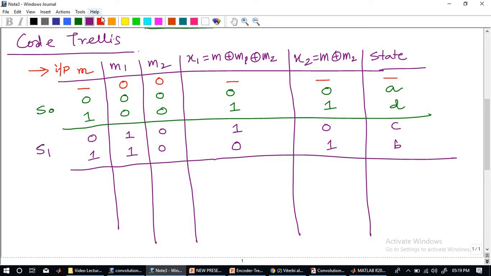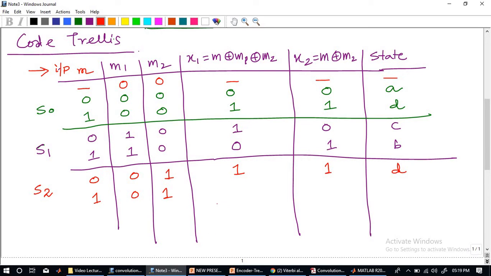Now sequence number 3 comes in. Again, I will write 0, 1. The next step that we are taking is 0, 1, 0, 1. Supposing that M1, M2 has the sequence 0, 1 and the input is 0. So when 0 comes in with 0, 1 as the previous content of M1, M2, your x1 becomes 0 plus 0 plus 1. So 1. And your x2 becomes 0 plus 1, which is 1. 1, 1 becomes D as a state. So the state that we can write is D. Fine.